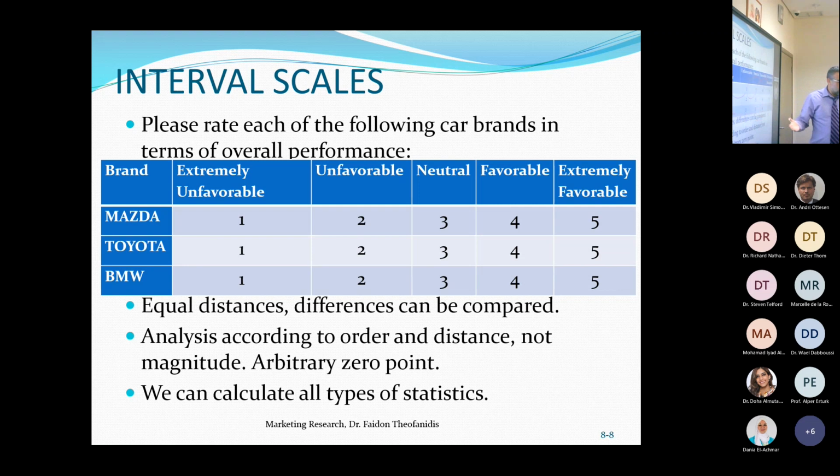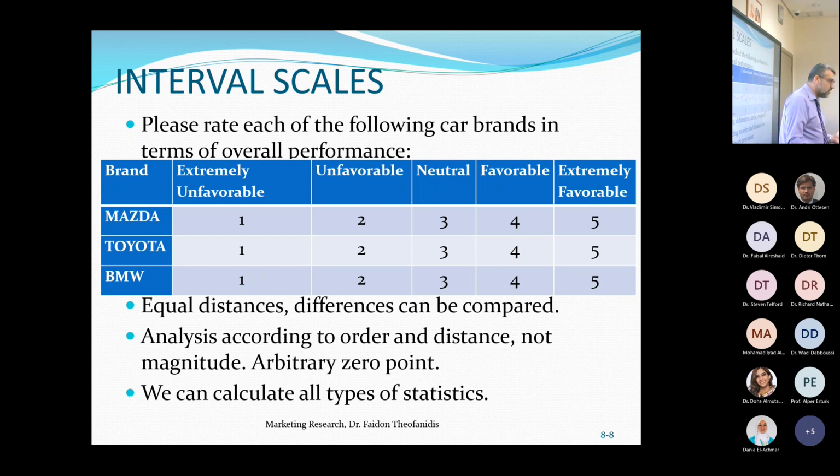BMW 4.5, 4.5 is somewhere here. Do you see? It's very good, between favorable and extremely favorable. It's in the middle, 4.5. Then, which is the next preferred? Mazda with an average of 4. 4 is clearly favorable. And then what is the least preferred? Toyota, which is evaluated as unfavorable.